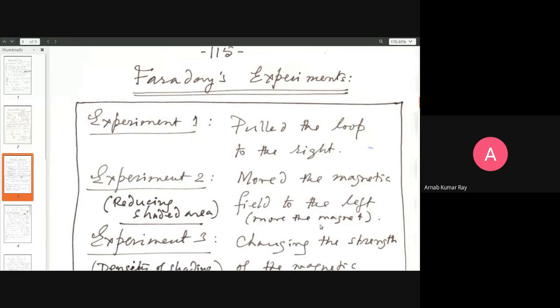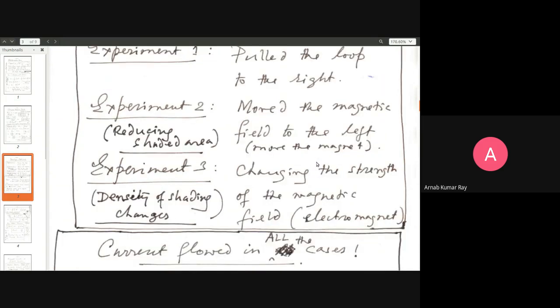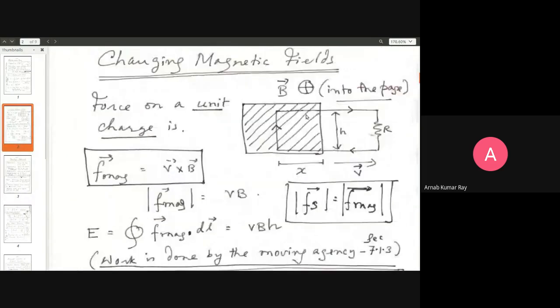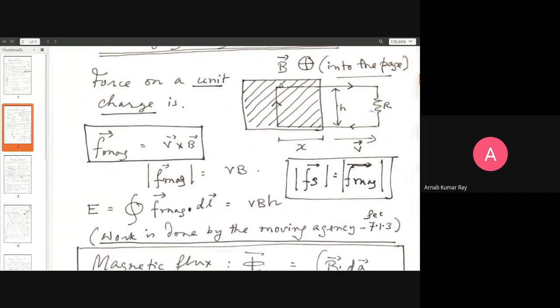Move the magnet, that is, which is producing the field lines, and those field lines are going into the plane of the paper. So we have shifted it to the left. So that will also cause a change. Now the third thing: I said we are interested in changing the flux. So instead of shifting either the shaded region to the left or the square current loop to the right, we are keeping both fixed. We are just changing the strength of the magnetic field.